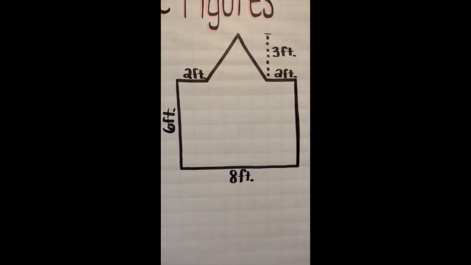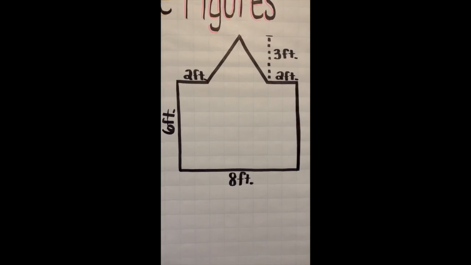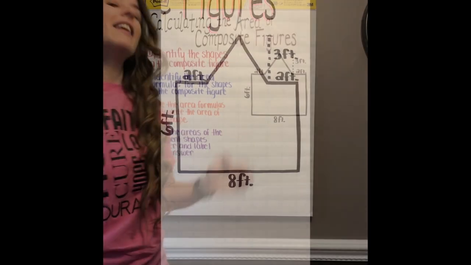Warnock. What shapes do you see in this composite figure? I see a rectangle and a triangle. So he says that we can see a rectangle and a triangle in this composite figure.